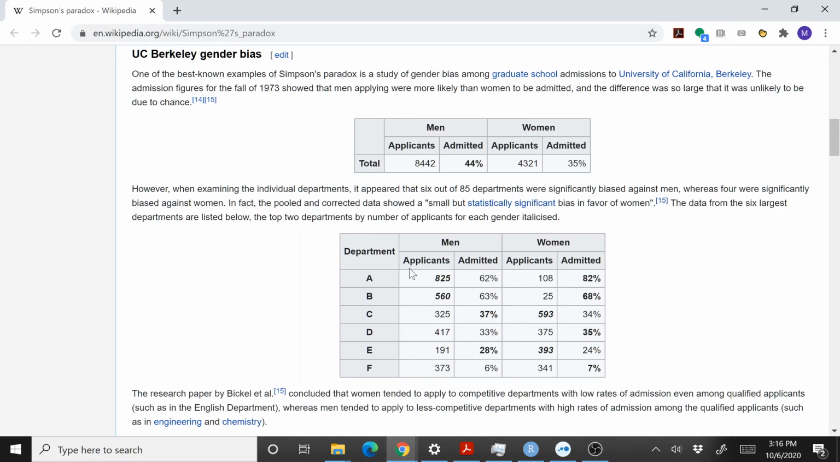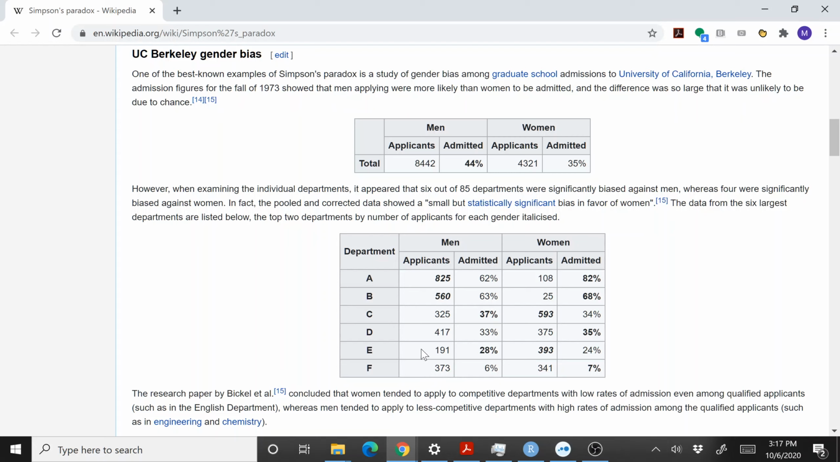So what we see here at the top, this large department, it has a fairly high admissions rate for both men and women, but we see that lots of men applied and not that many women applied to this department. Whereas we look at this department on the bottom, it has an extremely low admission rate for both men and women, only 6 and 7%, but we see a pretty balanced number of men and women applying for admission into this department.